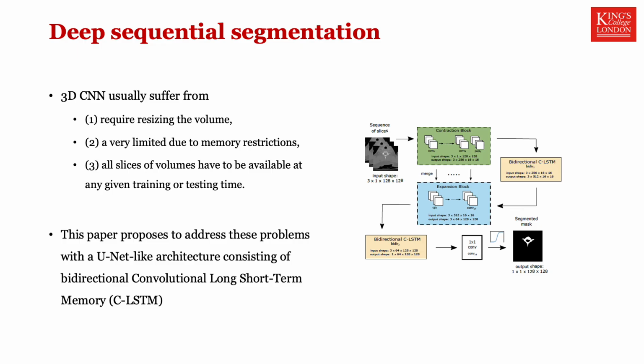So there was this paper here which proposes to address these problems that are described above, that normally exist, for example, with UNet architectures, by using something called a bidirectional convolutional long short-term memory network, or CLSTM.